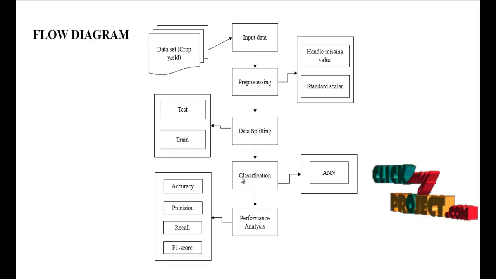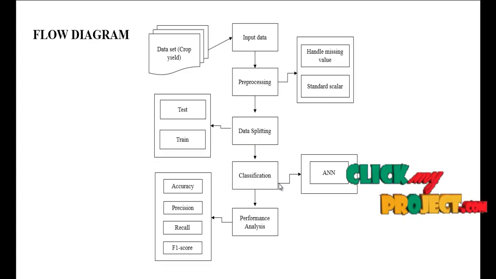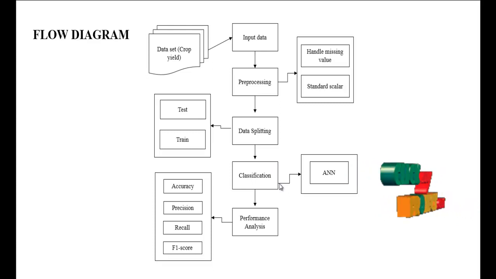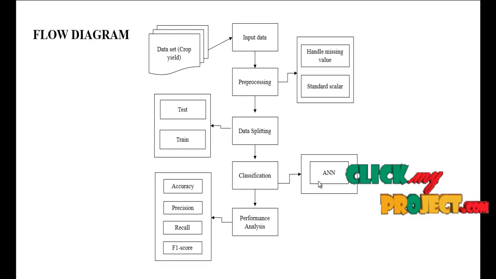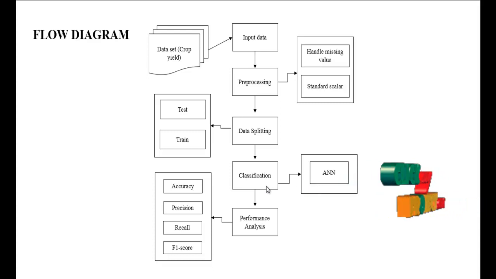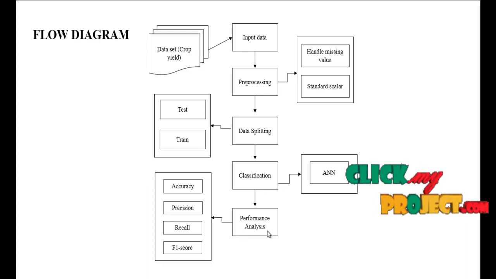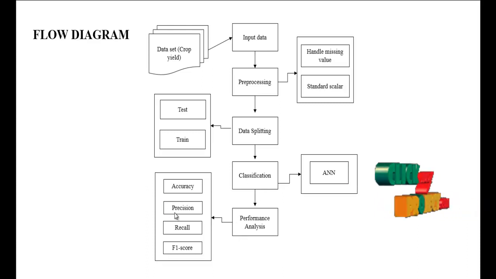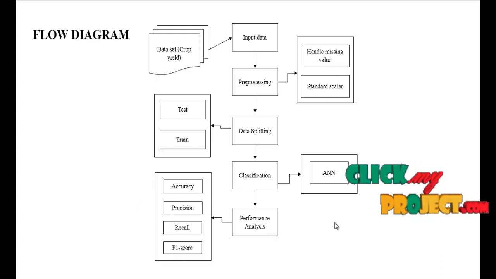After that, we have to implement the classification algorithm. In this step, we implement the deep learning algorithm such as artificial neural network. With the help of ANN, the experimental result shows the accuracy, precision, recall and F1 score. So this is the flow of our process.